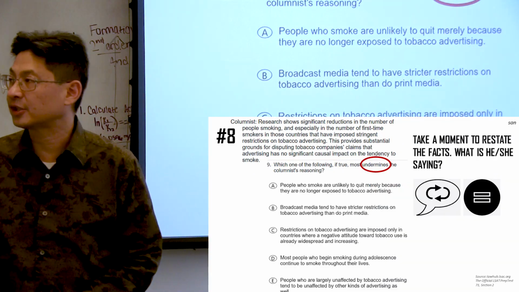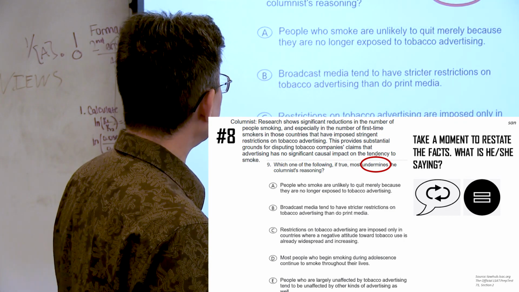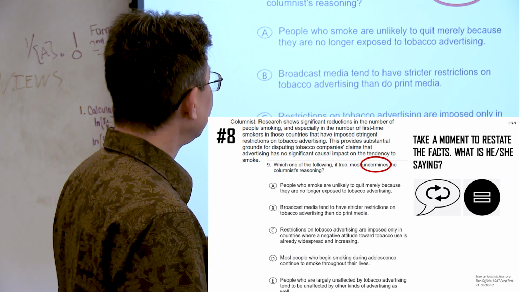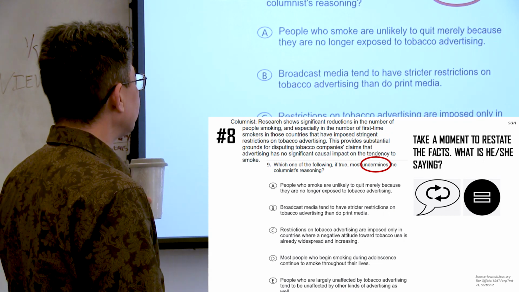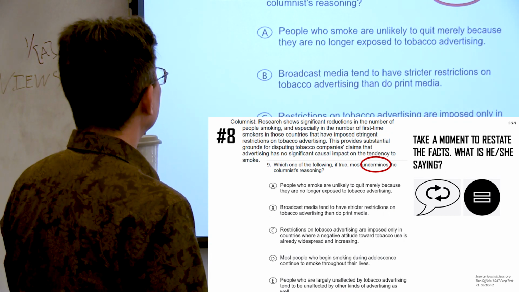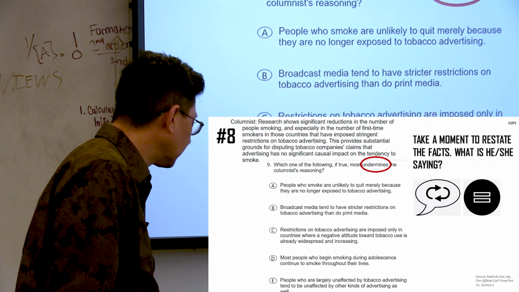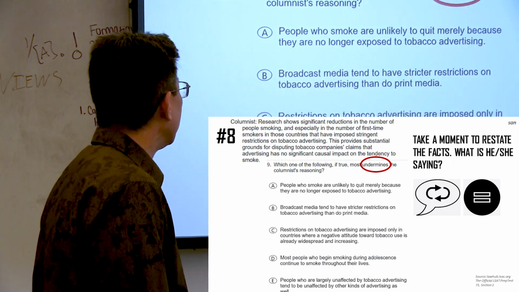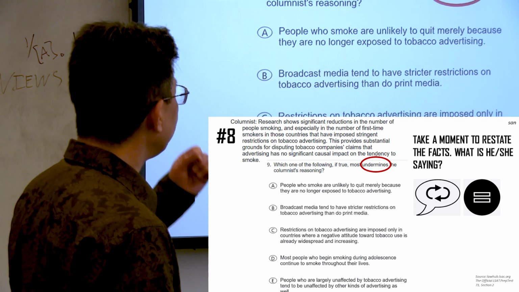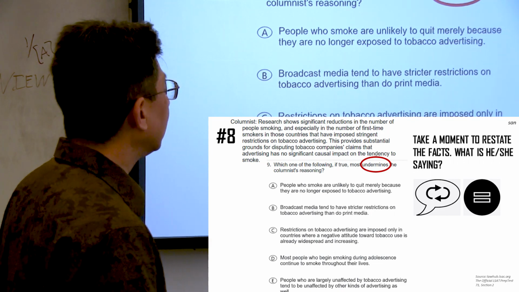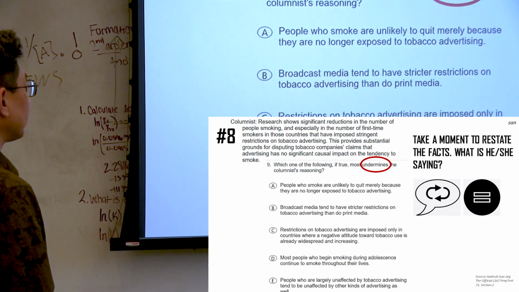Let's look at another question. Again, pause your video, read it, try to do it on your own. Question 8. Columnist: Research shows significant reductions in the number of people smoking, and especially in the number of first-time smokers, in those countries that have imposed stringent restrictions on tobacco advertising. This provides substantial grounds for disputing tobacco companies' claims that advertising has no significant causal impact on the tendency to smoke. Which one of the following, if true, most undermines the columnist's reasoning?